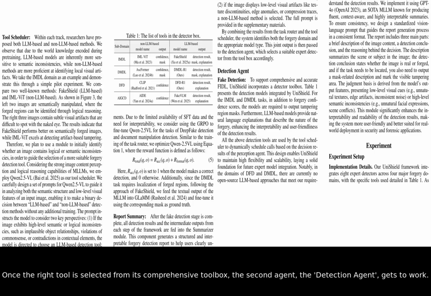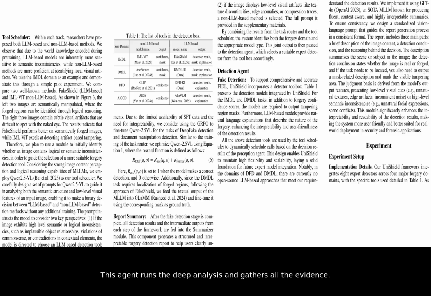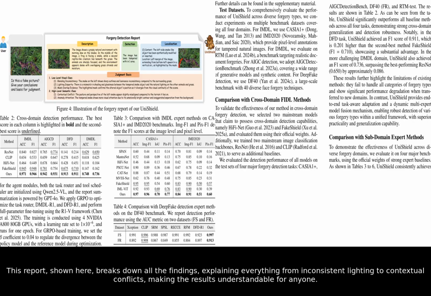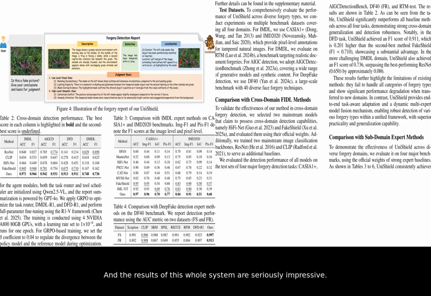Once the right tool is selected from its comprehensive toolbox, the second agent, the detection agent, gets to work. This agent runs the deep analysis and gathers all the evidence. Then, in a really innovative step, it uses a powerful AI like GPT-4 to write up the final, structured forensic report. This report, shown here, breaks down all the findings, explaining everything from inconsistent lighting to contextual conflicts, making the results understandable for anyone. And the results of this whole system are seriously impressive.